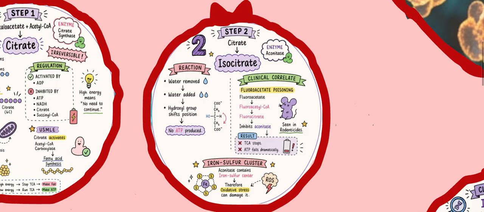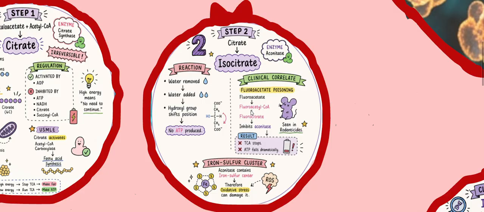One thing I would like to add in here, whenever we have fluoroacetate poisoning, it inhibits aconitase enzyme, right? The TCA cycle drops and ATP production falls. It's seen in rodenticides, right? So the fluoroacetate is converted into fluoroacetyl CoA, which can convert into fluorocitrate. You don't need to know this, but you need to know that the fluoroacetate basically inhibits aconitase enzyme. The result is that the TCA stops, ATP falls dramatically, right?